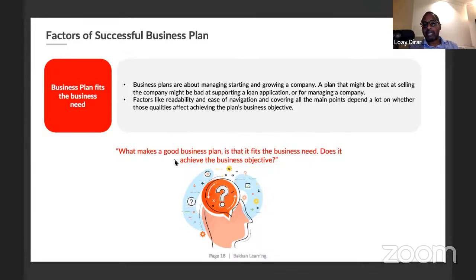Okay, factors like readability, ease of navigation, and covering all the main points depend a lot on whether those qualities affect achieving the plan's objectives. So you need to look at many factors, even market readiness, when it comes to developing a business plan. What makes a good business plan is that it fits the business need. Does it achieve the business objective? Definitely, you must answer that question, because it has to be aligned with the strategy of your business. It must be aligned with the business needs. And overall, it must help you to set the right direction.